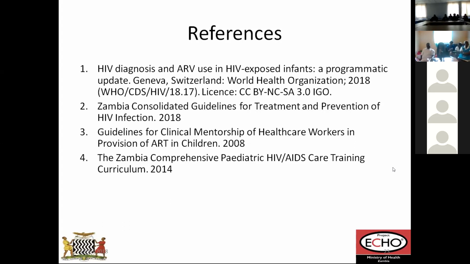For the PCR question, the DNA PCR that we are using is qualitative. So it will just tell you that it's positive or negative. HIV genetic material has been detected or it hasn't been detected. So it just tells you whether it's there or it's not there. It's not quantitative. The PCR that we use to diagnose HIV infection is the DNA PCR, which is qualitative.